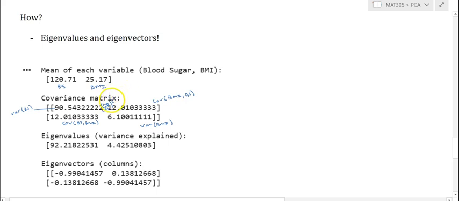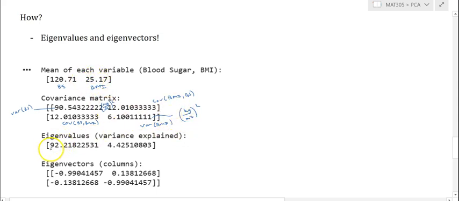Just under 10, between 9 and 10, let's say 9.5 milligrams per deciliter. That's how much on average people are spread out around the mean blood sugar of 120.71. Similarly, here you would have units of kilograms per meter squared, and it would be square units. So again, if you square rooted that, you get about 2.4 or something like that. Again, that's the average amount by which people's BMI varies about that mean.